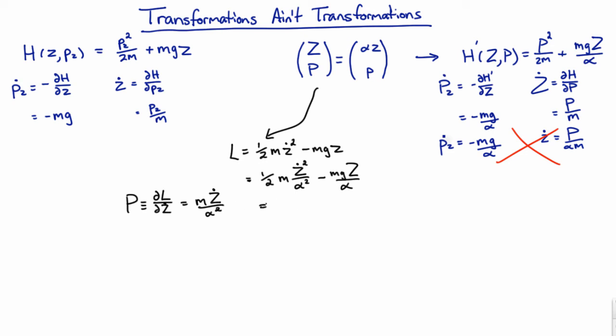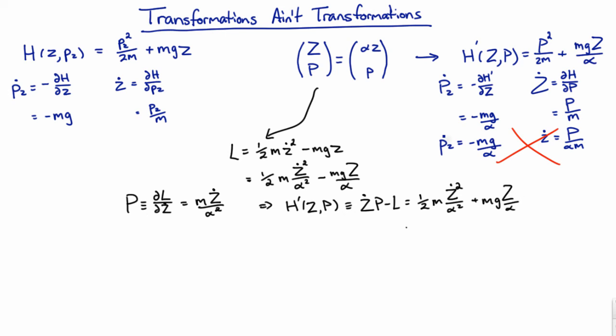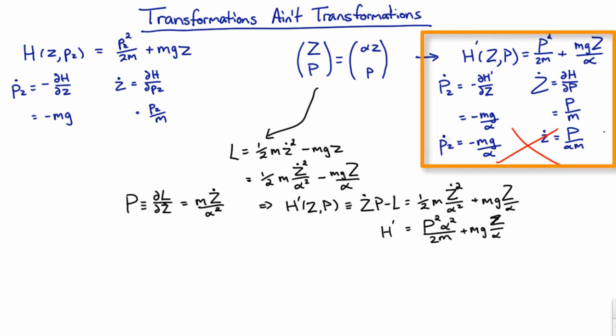And so now when we calculate our Hamiltonian in terms of our capital Z and capital P, it's defined as our capital Z dot times P minus our Lagrangian. And the fact that we have this version of capital P is going to change things. We're going to end up with a half m capital Z dot squared on alpha squared plus mg Z on alpha, which you'll note is completely different from before, because now we have an alpha squared there, which will fix our problems.